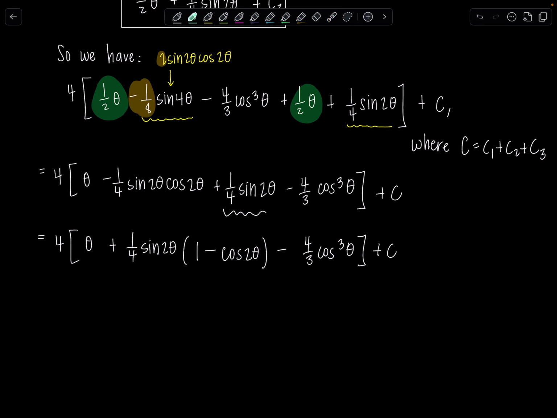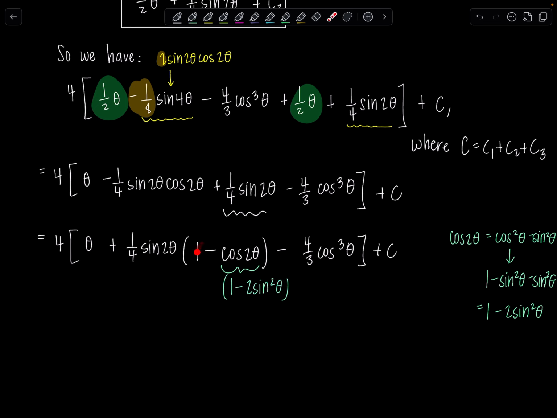So cosine 2 theta is cosine squared theta minus sine squared theta. But there's 2 other versions. If you replace cosine squared theta with 1 minus sine squared theta, then here's another version. It's 1 minus 2 sine squared theta. And that's exactly the version I'm going to use here. 1 minus 2 sine squared theta. Because then now what's so cool is that this 1 minus 1 will cancel out.